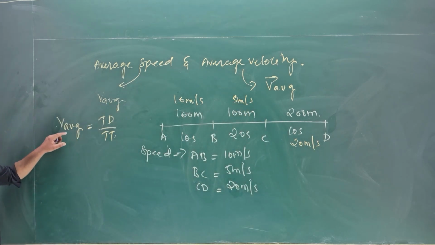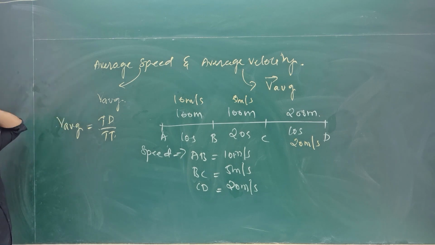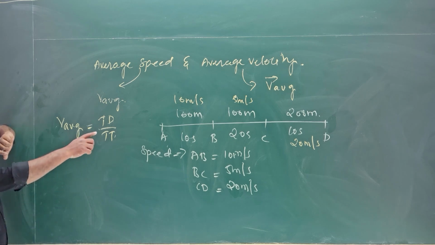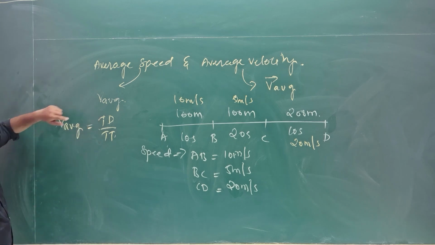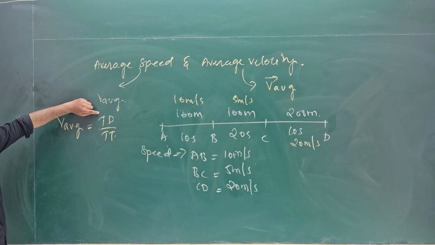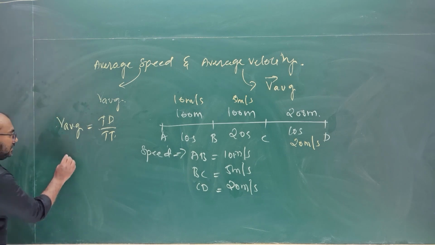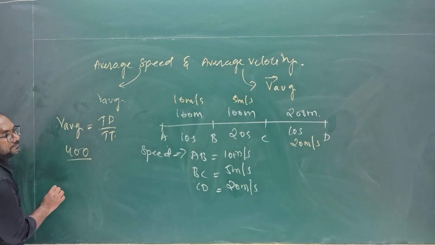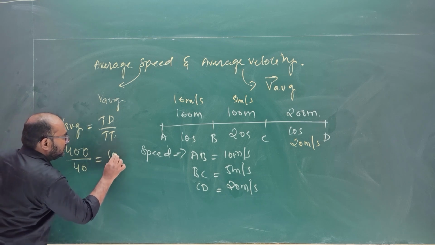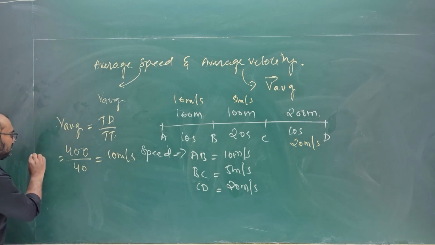But according to average speed, it is the total distance traveled by the body with respect to total time. What is the total time? 10, 20 and 10. That means 40 seconds. What is the total distance traveled by the body? 100, 100 and 200. That means 400. So 400 upon 40 equals 10 meter per second. Now, what is this V average?